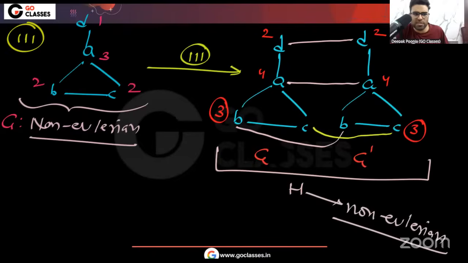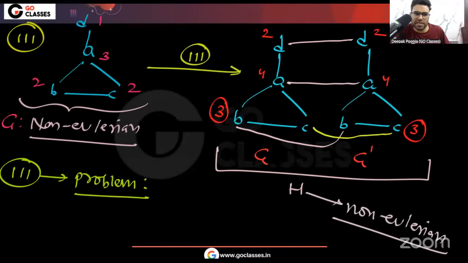Actually, what is the problem in the third solution? Where is the problem? The problem is that all the previous even degree vertices will become odd degree vertices. Notice one thing. In this third solution, the problem is that for every vertex, degree is increasing by 1. Yes or no? This is the problem.